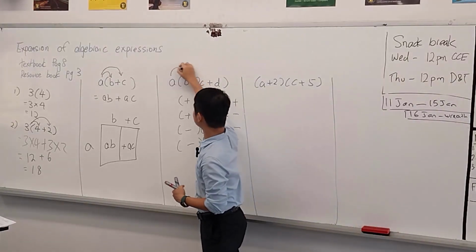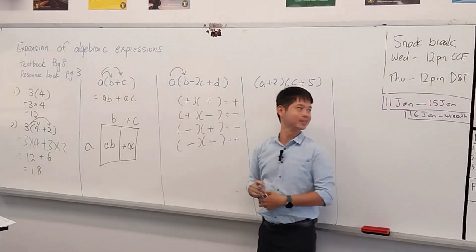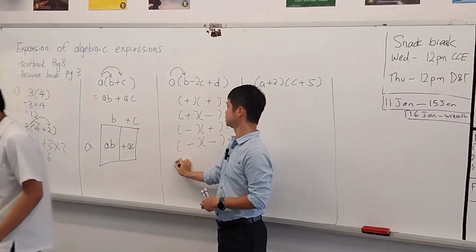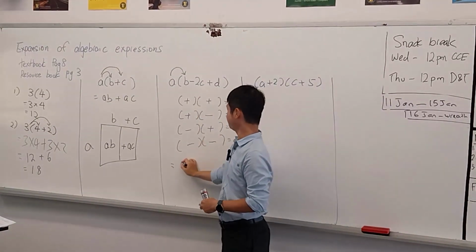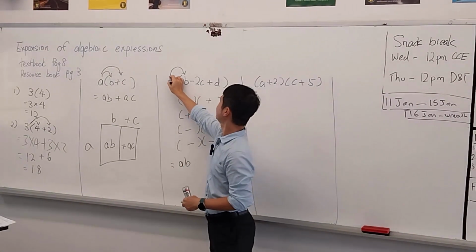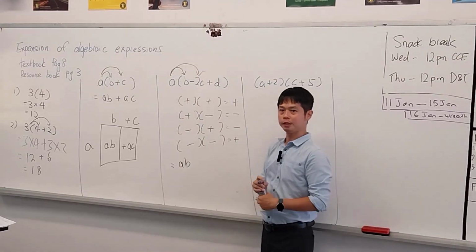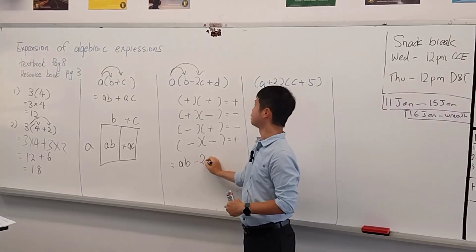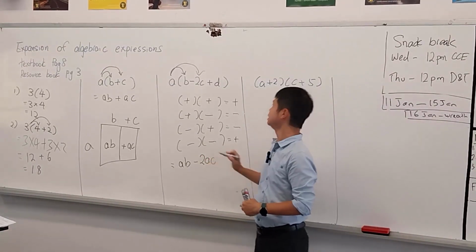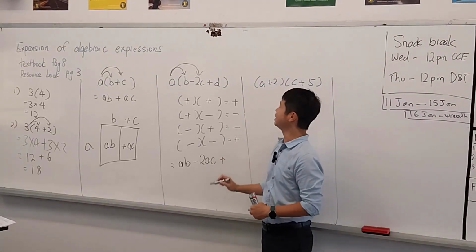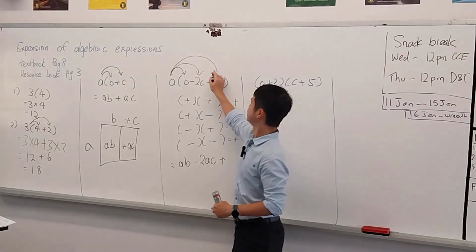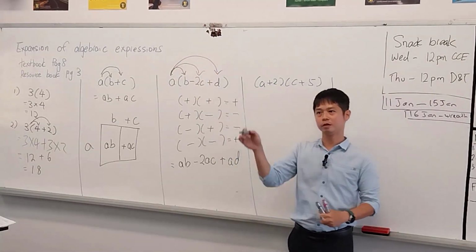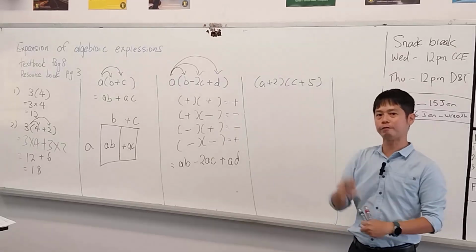So now, let's do the so-called rainbow method again. So we have A multiplied by B. What will we get? AB. A multiplied by negative 2C. Okay, so we have negative 2 multiplied by A multiplied by C. And finally, we have, yes. Now when doing this, can you please draw the rainbow so that you are keeping track of what you have done so far?